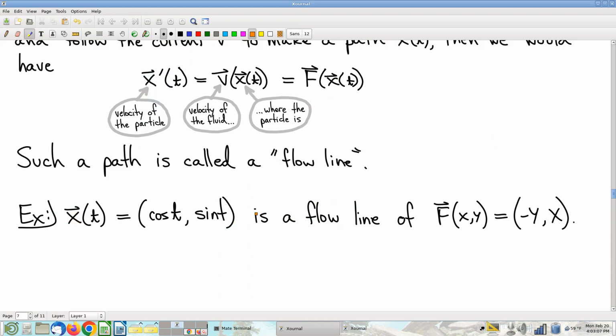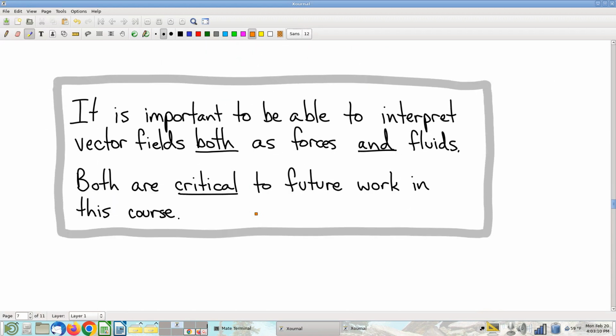So last thing I'm going to say real quick is just a heads up. While I've given you two different physical metaphors for vector fields, we've talked about vector fields as representing forces, gravitational forces, electric forces, that kind of thing. We've also talked about vector fields as representing flows of fluids. It's not just that these are two examples of vector fields in use. It's that these are critical examples, both of them.